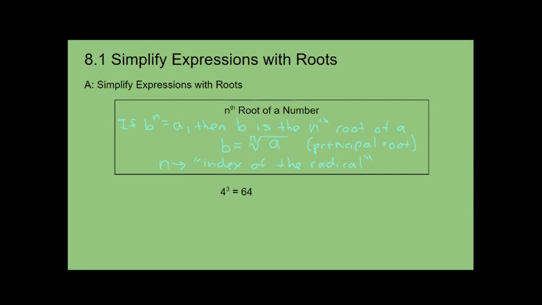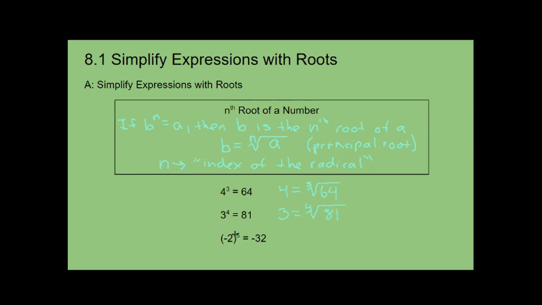So let's go ahead and look at some of these. Let me go ahead and pull up all my examples here. So we have 4 to the third power is equal to 64, and so if we want to write this in nth root notation, it would be written like this. 4 is equal to the third root of 64. Okay, so see how the 3 moves over to the other side as the nth root. For 3 to the fourth power equals 81, 3 is equal to the fourth root of 81.